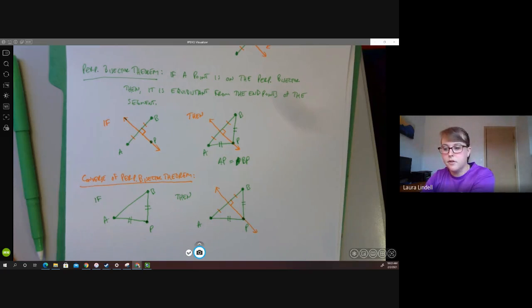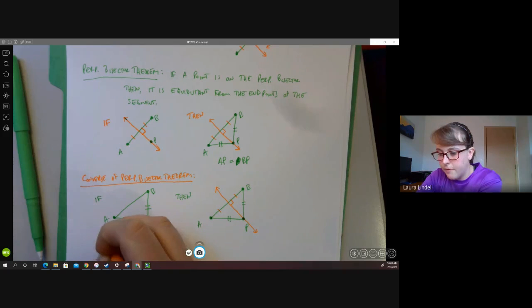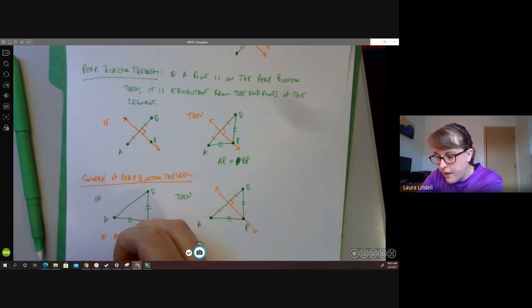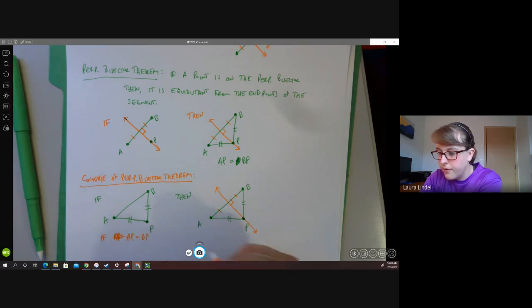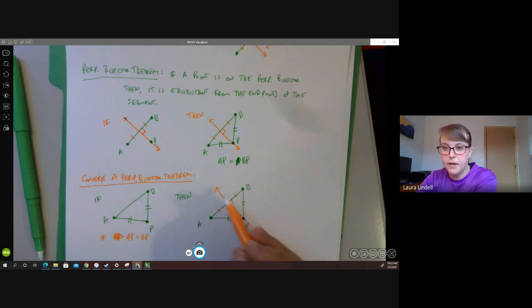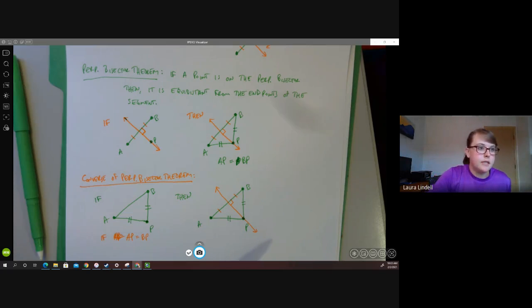So it just switches it around. So we're saying if AP, not B, is equal to BP, then this happens. It's on the perpendicular bisector. Okay.